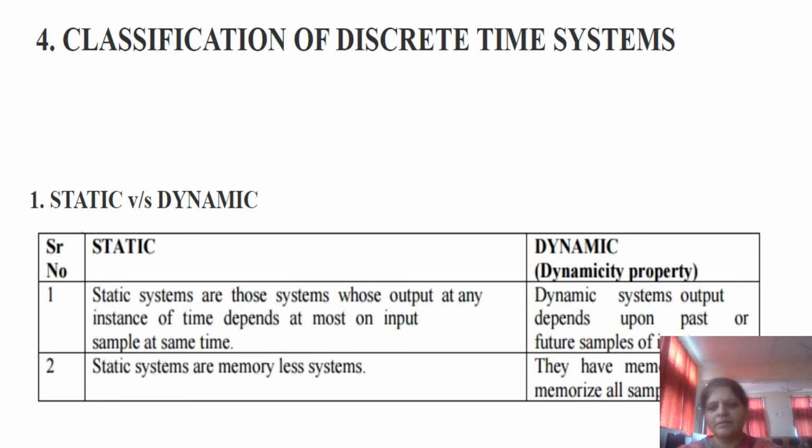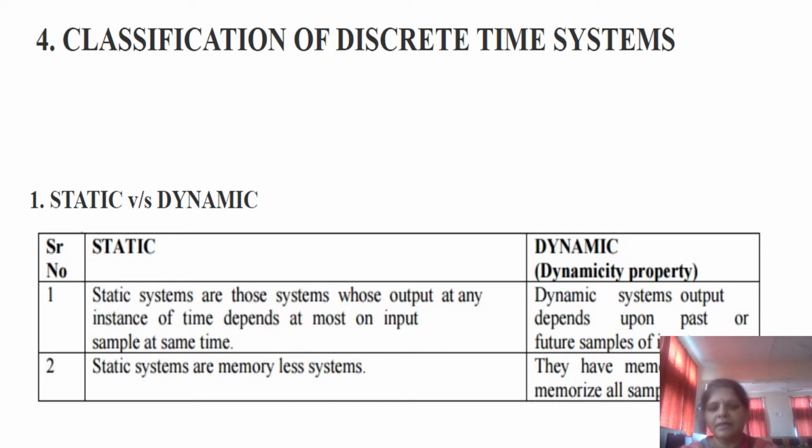See, if you want to classify discrete types of systems, what are the types? Like there are static type of systems, dynamic systems, you have causal systems, you have non-causal systems. There are varieties depending upon the applications and the signals. We can classify them in different types. So let us start with first as the static dynamic systems.